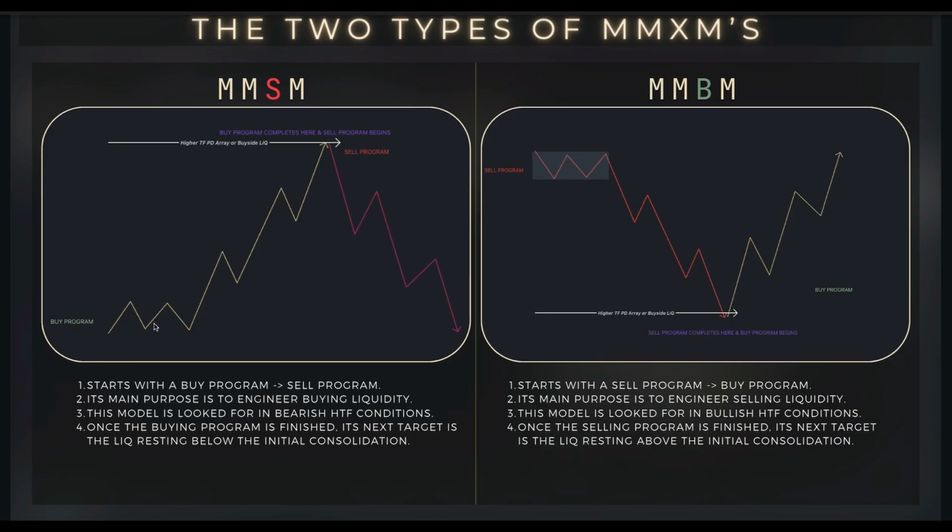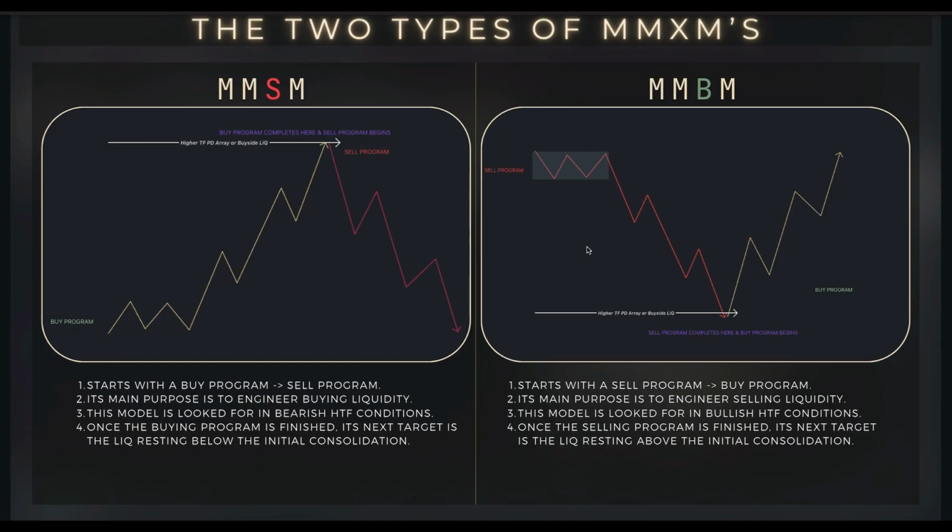And then once it reaches that higher time frame PD array or that buy side liquidity, whatever, it can reach any point of interest really. The buy program completes here, and then that sell program initiates. So it'll start reversing, takes out maybe some liquidity on this side, maybe pulls back or consolidates, comes down, pulls back or consolidates, and then goes down, targets that initial consolidation here, or maybe it's a consolidation around here.